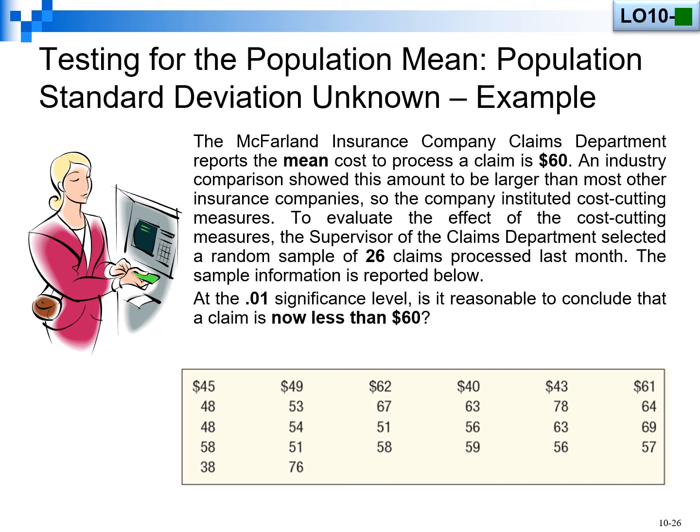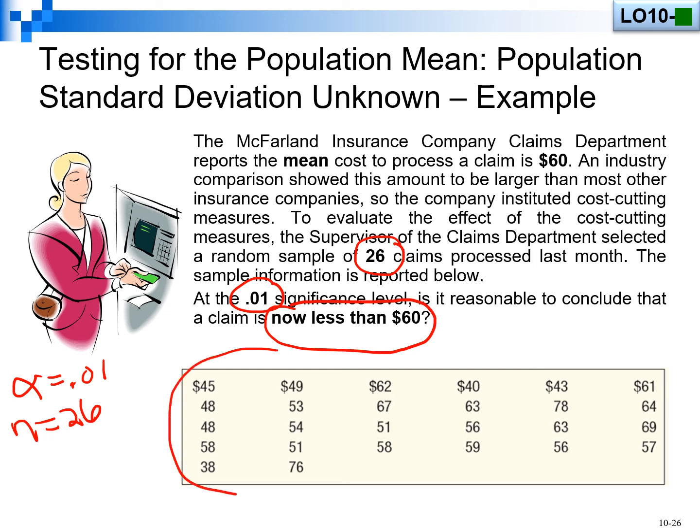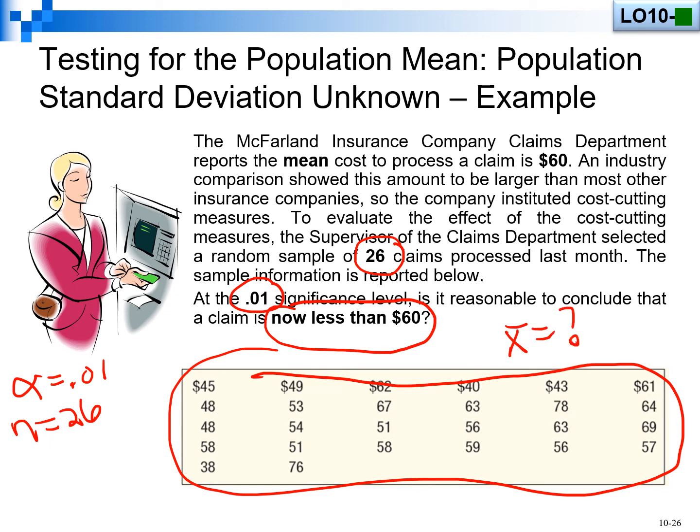And so, again, using this sample, they give you a sample of 26 claims that were processed. And they're trying to conclude, and here are the key words, if a claim is going to be less than $60 to process. And they're going to be using a significance level of 0.01. So alpha is 0.01, okay? Our sample size is 26, and the hypothesized mean is 60. And so then they give you the data. So what you literally have to do is figure out, first of all, the sample mean, and you have to figure out the sample standard deviation because they didn't give it to you, but you have enough information here that you can actually calculate those.